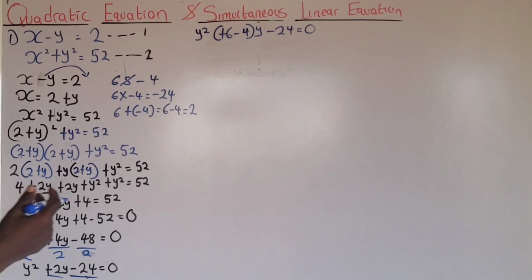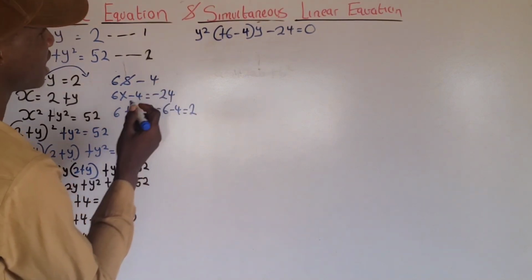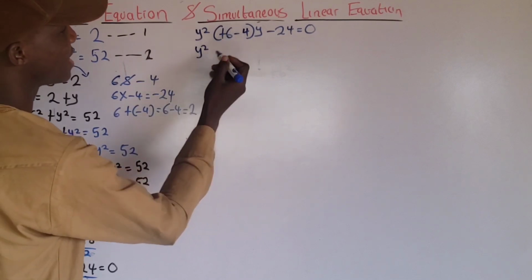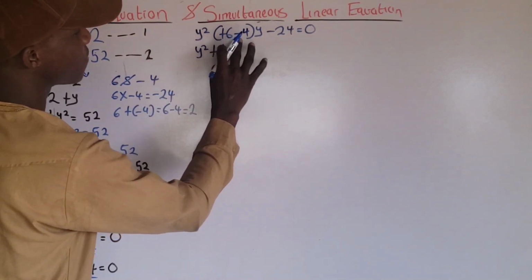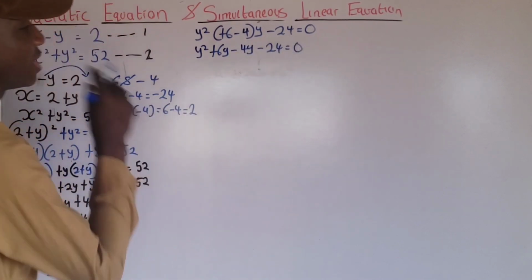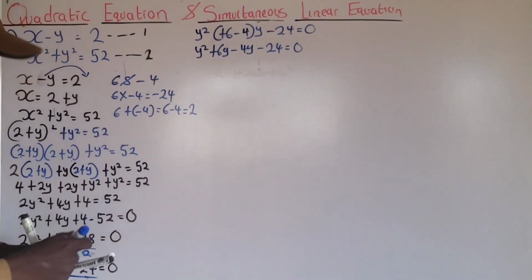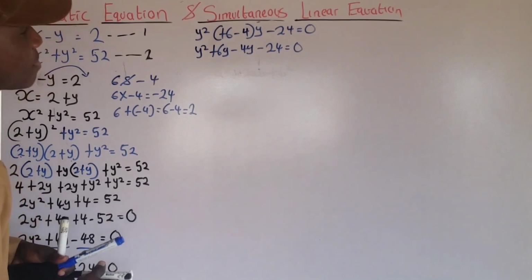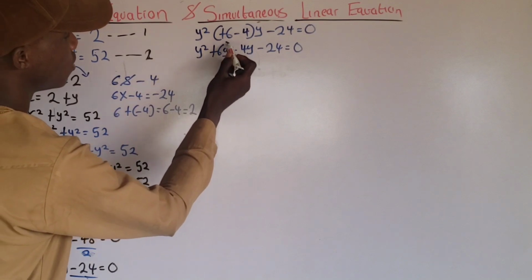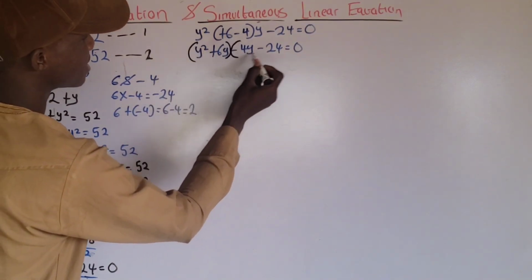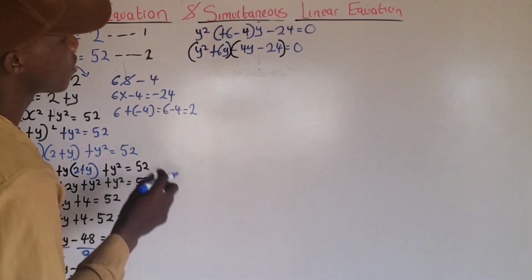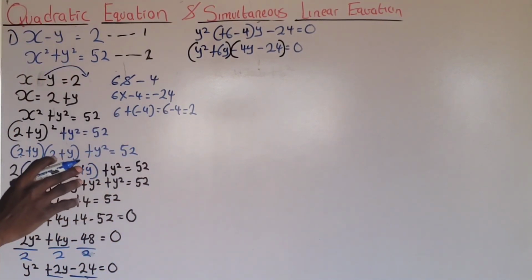Okay, now let us proceed here. I'm going to have y squared. Okay, open the bracket now. Plus 6 multiplied by y, that is plus 6y. Negative 4 multiplied by y, that is negative 4y, minus 24 equals to 0. Okay, now having gotten to this point, I'm going to separate this equation into two. The first part is here and the second part is this. You understand? Okay, now I'm going to factorize each part, so I want you to pay attention.